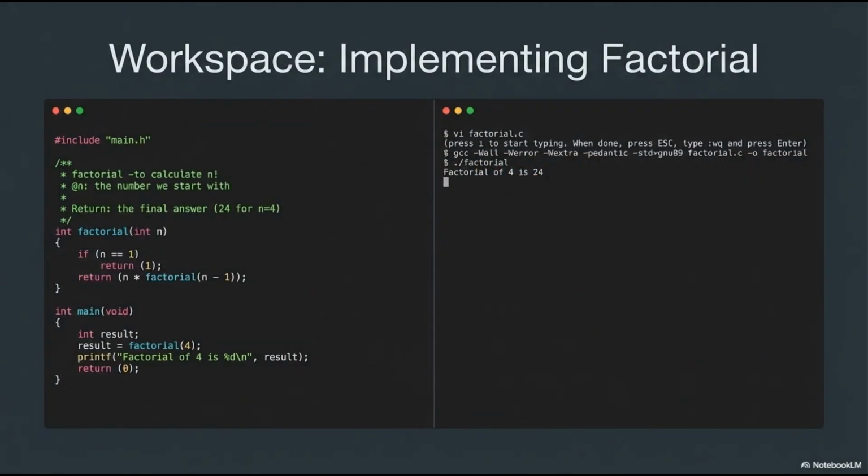And here's what that looks like in C. It's surprisingly simple, right? That if n equals 1 statement, that's our base case, our stop sign. And the else block with return n times factorial(n minus 1), well, that's the recursive step, the part that looks into the next mirror. And over on the right, you can see us compiling and running it. And yep, just as we expected, the factorial of 4 is 24.